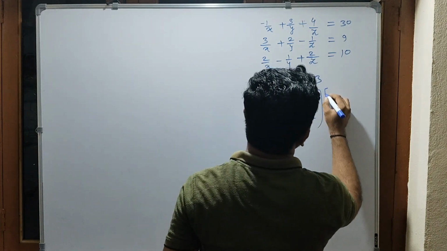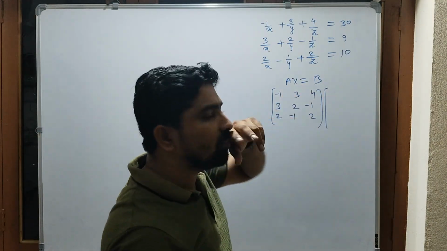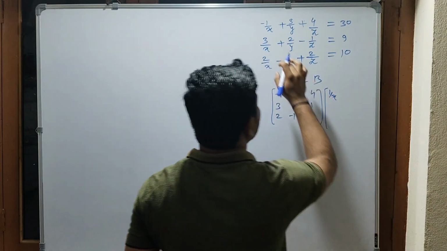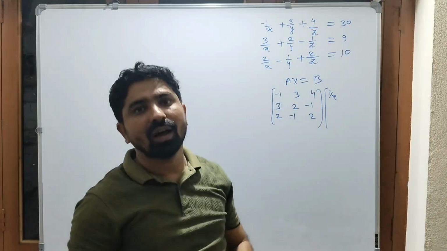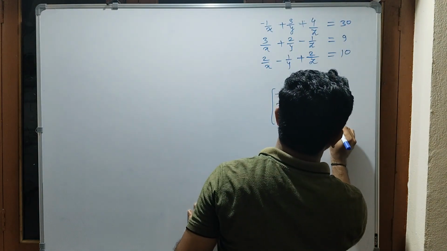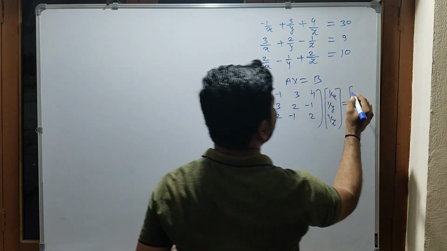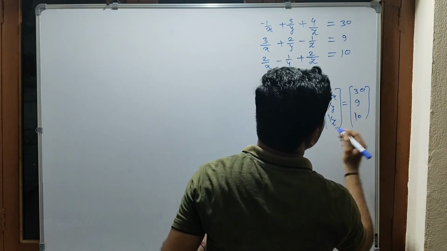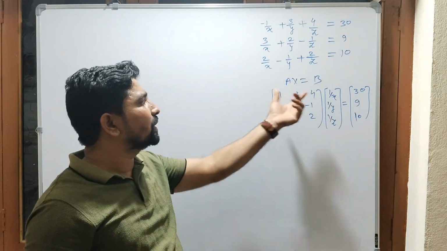Now write here x, which means the column vector of unknowns. So write 1 by x, 1 by y and 1 by z, because in this system 1 by x, 1 by y and 1 by z are the unknowns. Now this is equal to the constant vector, that is 30, 9 and 10. Now this is my matrix form of the system, Ax equal to b.